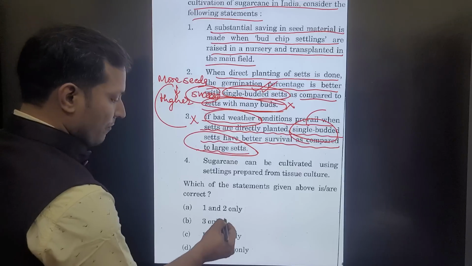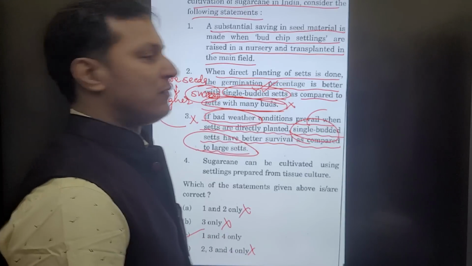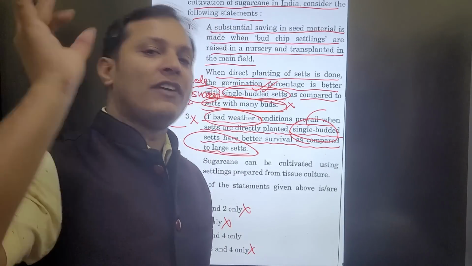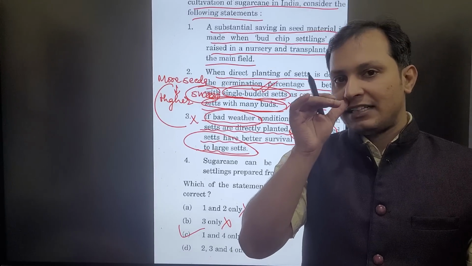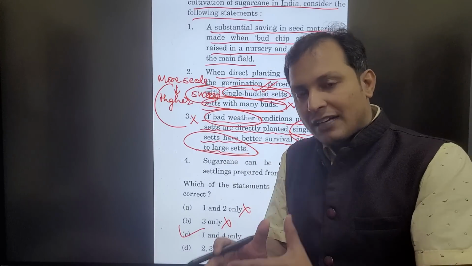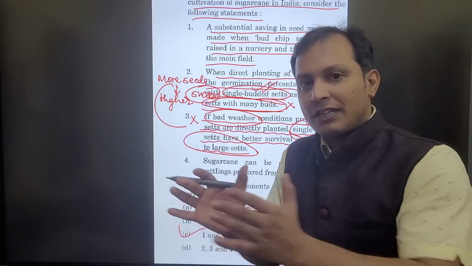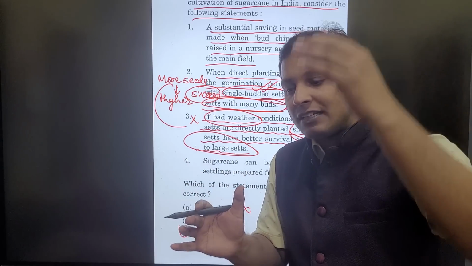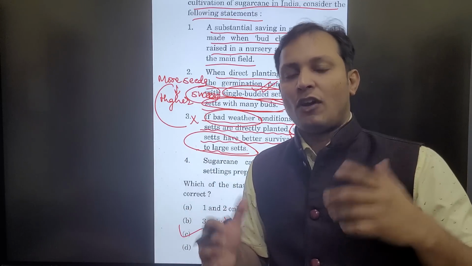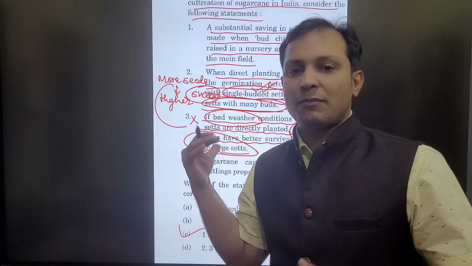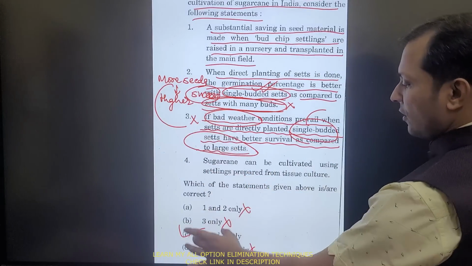2 and 3 are incorrect. We are left with answer 1 and 4. Guys, without any knowledge of agriculture, if you just have common sense that when we are planting sets, obviously when we have multiple buds, there are higher chances of success. If we plant 10 trees, there will be higher chances than if we plant one tree. Similar logic applies here. I have not applied any knowledge of agriculture, just common sense, and I have got the answer 1 and 4.